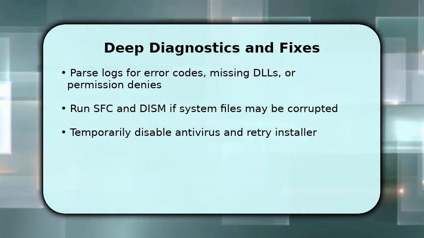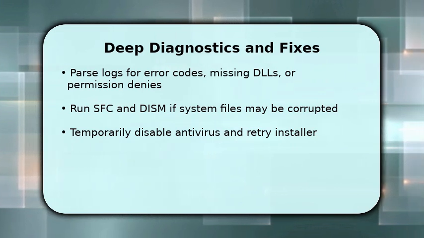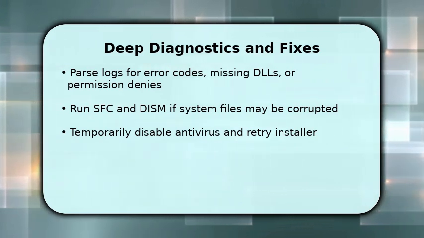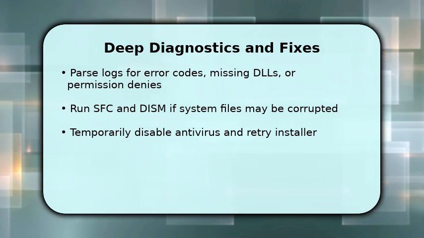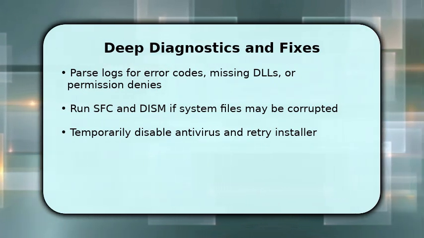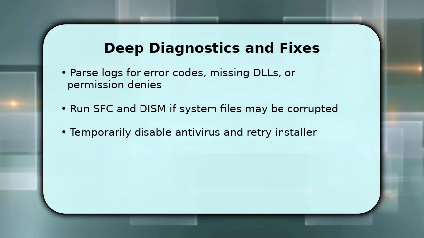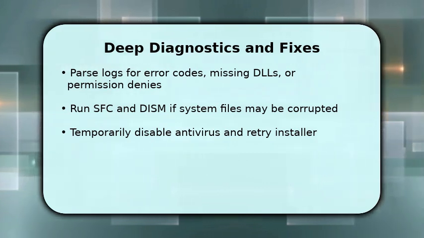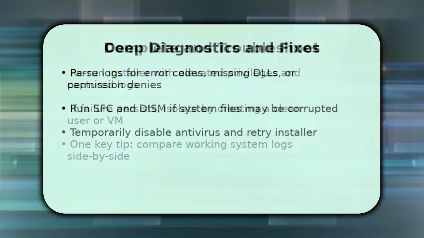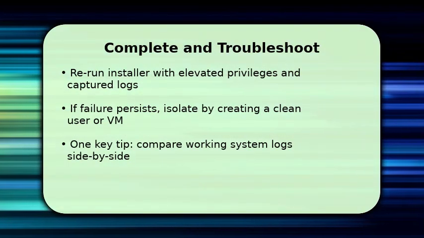Once system integrity is confirmed, rerun the installer in safe mode or with antivirus disabled to rule out interference. If a missing dependency appears, download the exact runtime or redistributable and install. You finish by running the installer one more time with elevation and full logging, watching for progress and new errors.